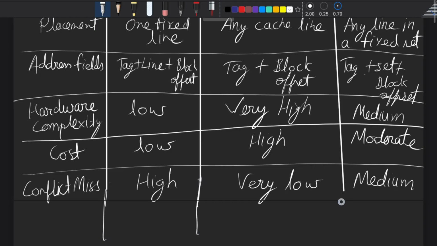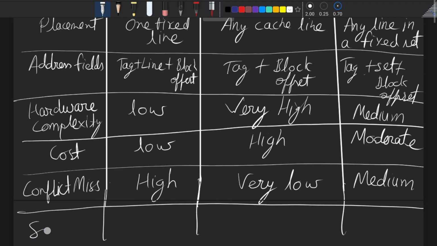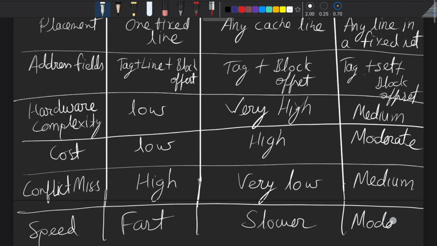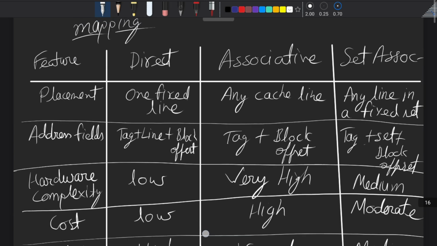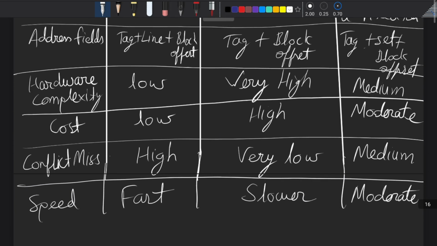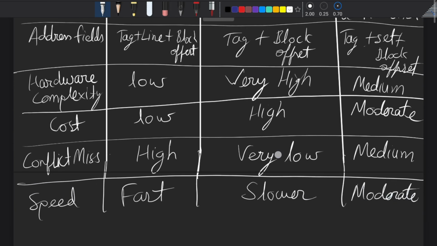And finally, let's come to speed. So direct was of course fast, associative was slower, and as compared to associative and direct, set associative was moderate.